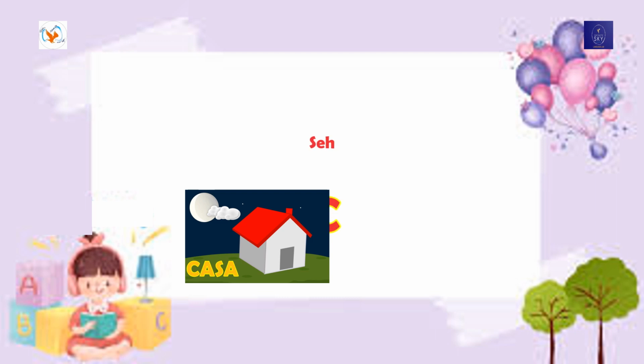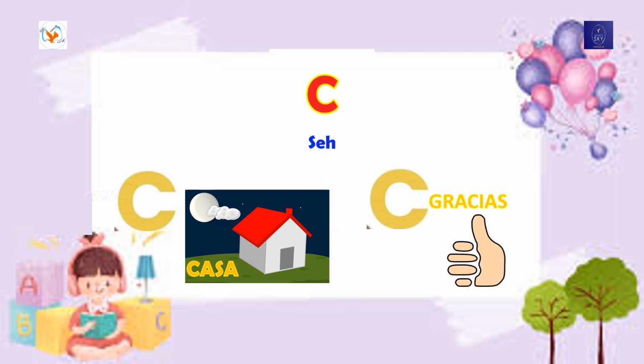Now let's look at C, which is generally pronounced as say. But this letter has two different sounds. Before A, O, U, it sounds like the K in English, as in casa. But before E or I, it sounds more like the S in English, as in gracias. This change in pronunciation depending on the following vowel is called cessation.